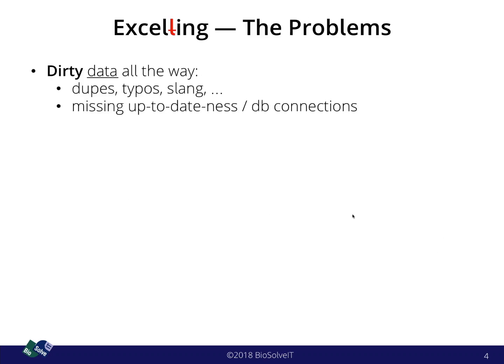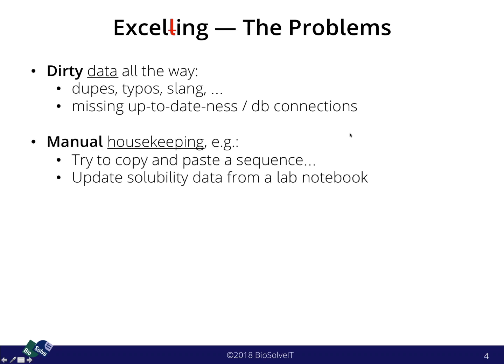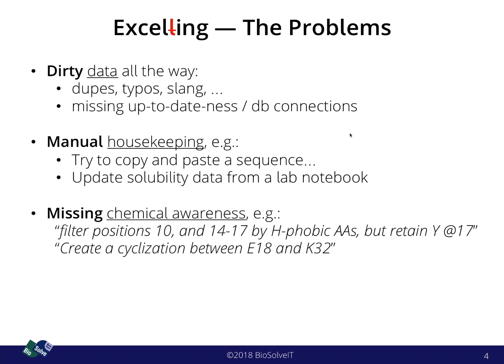The problem that we see overall here is that we have dirty data all the way. There are duplicates, typos, there is slang used. Often data is not up to date. This is especially true when you are not connected to certain databases in your corporation or organization. And manual housekeeping needs to be done as a consequence. As soon as you try to copy and paste the sequence, the next errors without any checking are relatively near to you. Something like, can you update the solubility data automatically from a lab notebook so that you are sure that what is in your lab notebook is exactly the same thing as what is in the Excel view, the view that you take a look at?